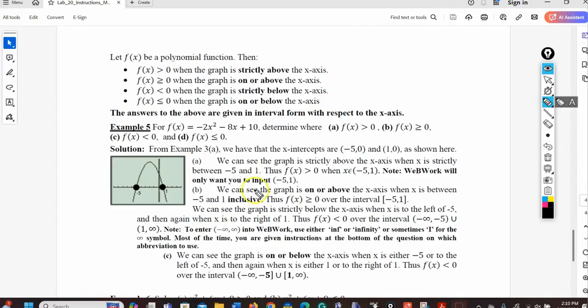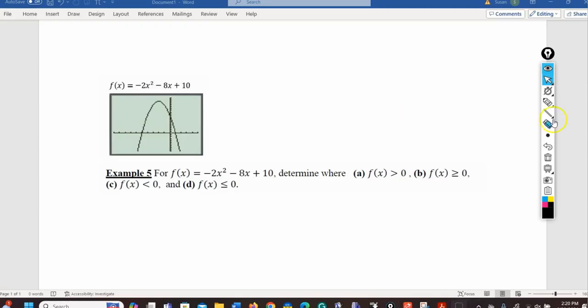Okay. So if we look at example 5, let's look at part A. Find or solve f of x is strictly greater than 0. Or we could be given it in factored form. So we already did this. We already did this before. It was factored.